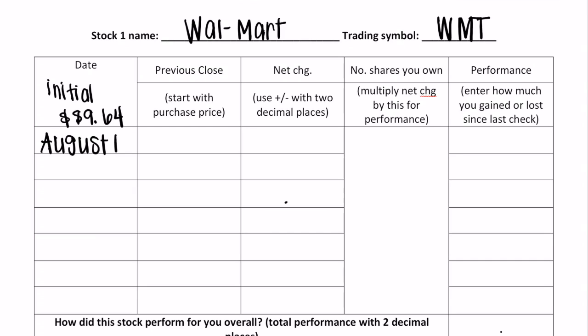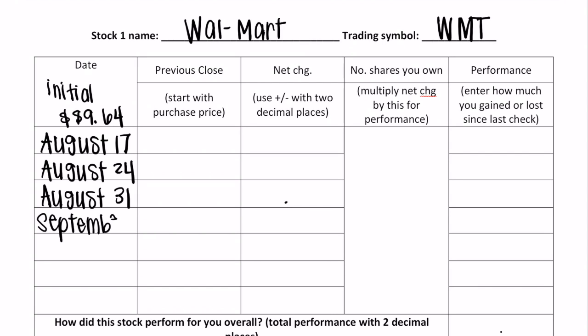So we had our first check on August the 17th. Our second check was on August the 24th. Our third check was on August the 31st. And then our fourth check was on September 10th. I put this in Google, and I Googled Walmart stock price on August 17th. And a Yahoo Finance site popped up that showed me the prices for this stock for the past 6 months. So that's where I'm getting these numbers from.